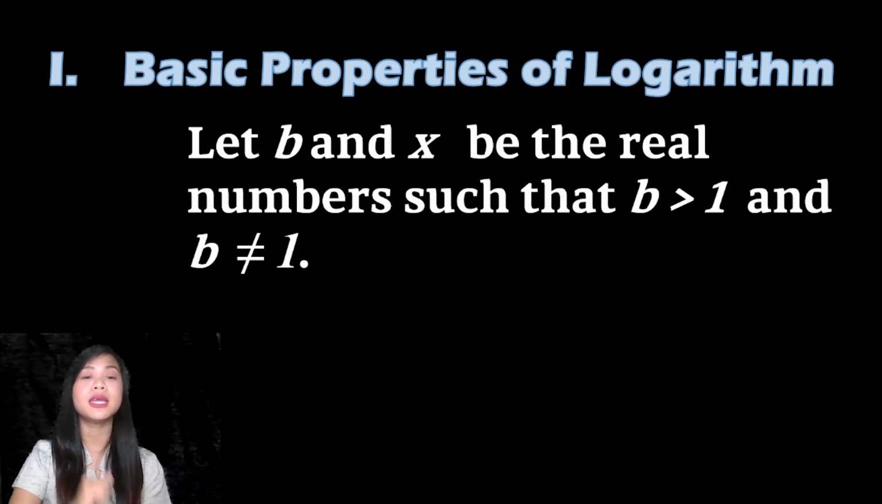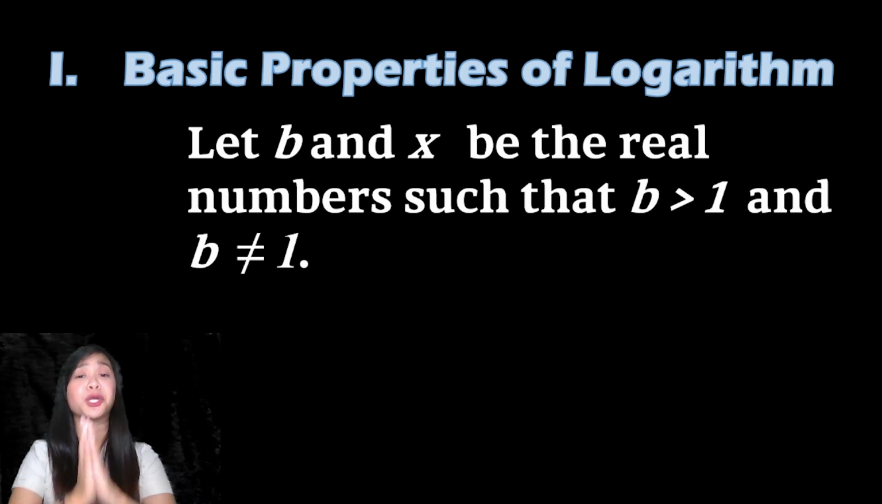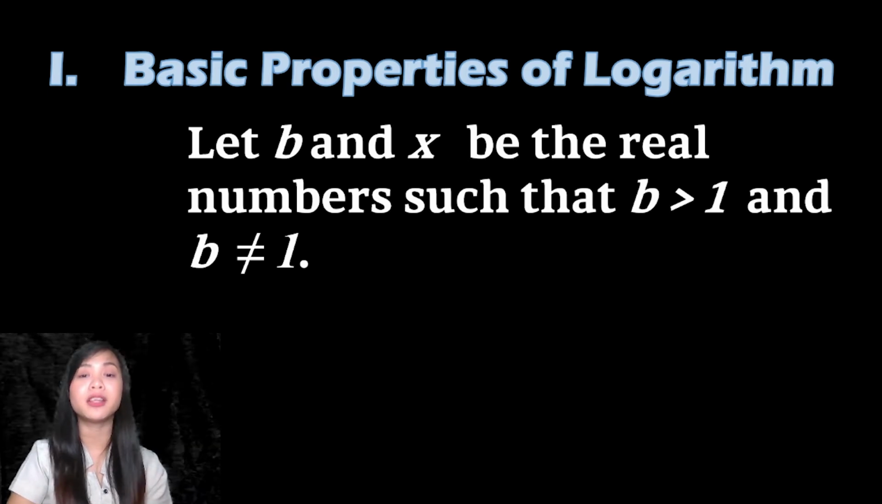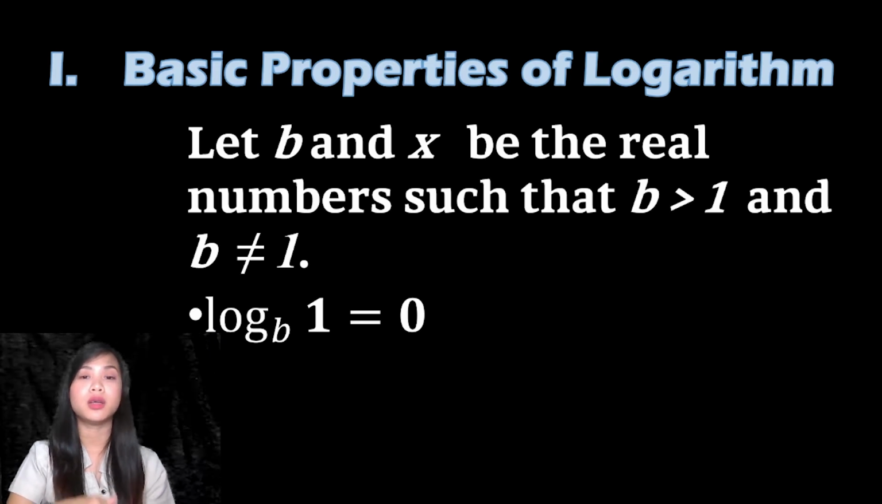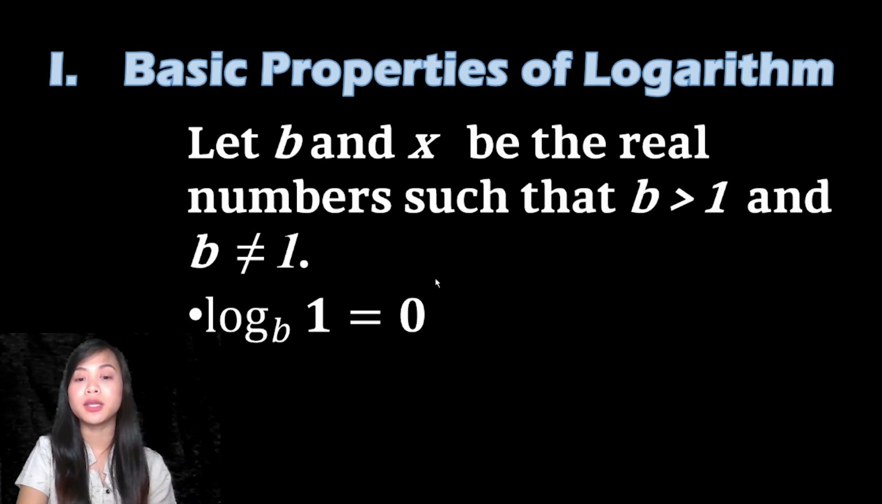Let's say b and x are real numbers such that b, or your base, is greater than 0 and not equal to 1. So let's have the first property. Our b here is the base. So log base b of 1 is equal to 0. The exponent here is 0. If we have b raised to 0, that is always equal to 1.